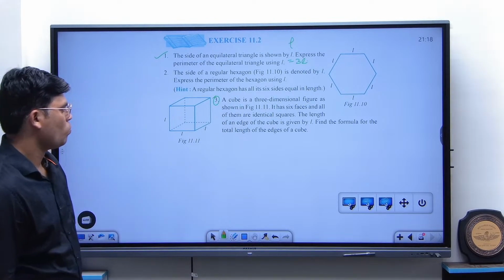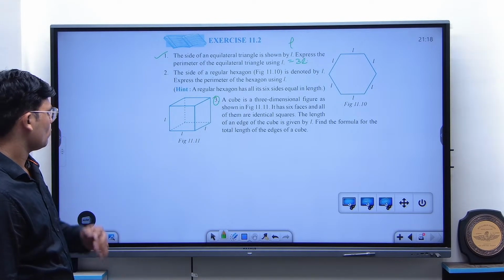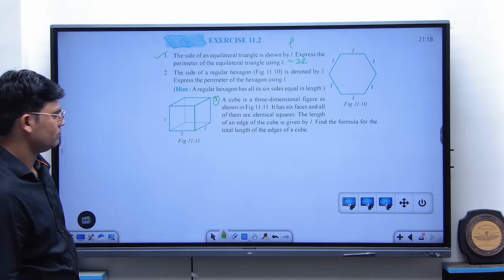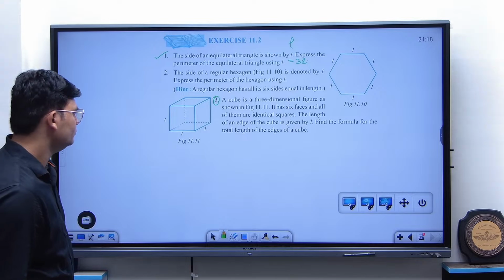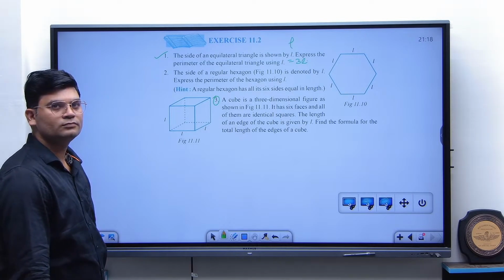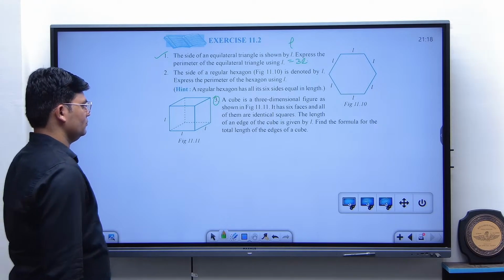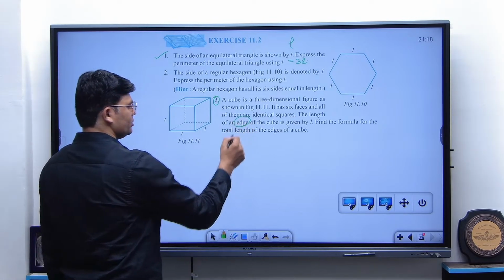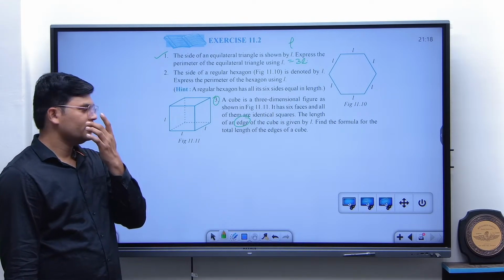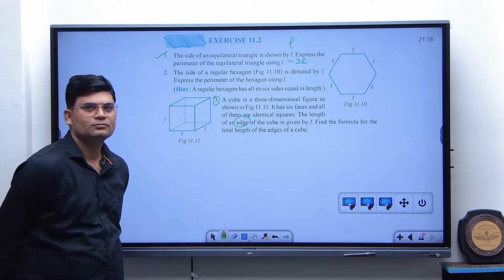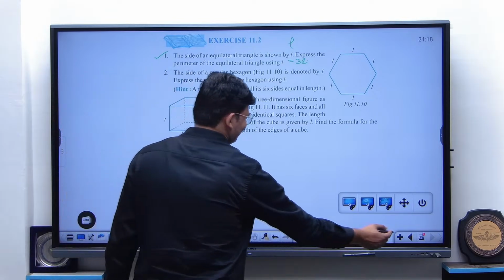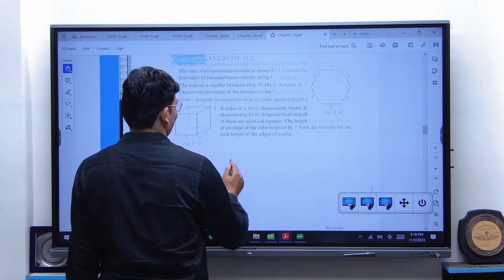A cube is a three-dimensional figure as shown in figure 11.1. It has 6 faces and all of them are identical squares. The length of the edge of a cube is given by L. Find the formula for the total length of edges of a cube. Do you know what an edge is? Okay. Then tell me the formula for the total length of the edges of a cube. 12L. Wonderful.